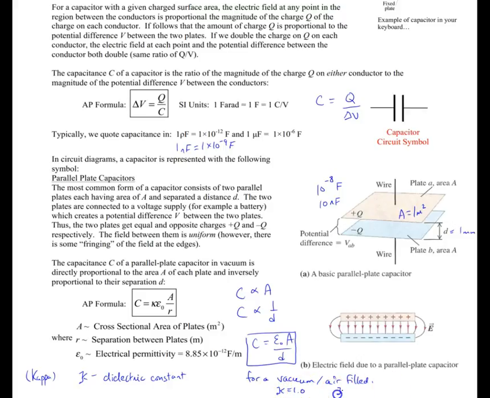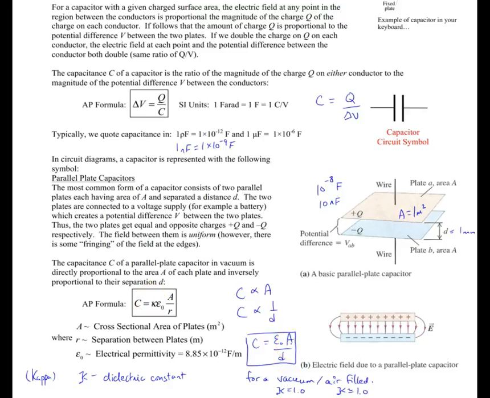If you're looking at air, it's a little bit bigger than 1. It's like approximately 1. So that's why if you're dealing with a capacitor that is either vacuum or air filled, you simply do this because kappa is 1. So it just reduces to this equation over here.